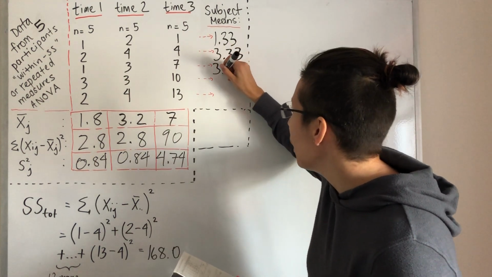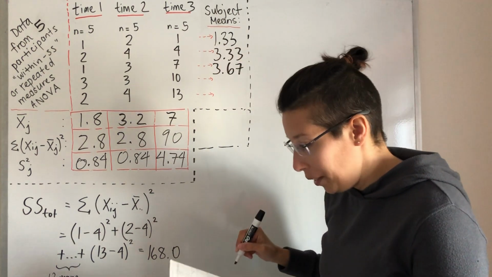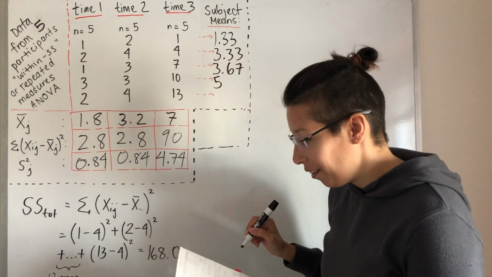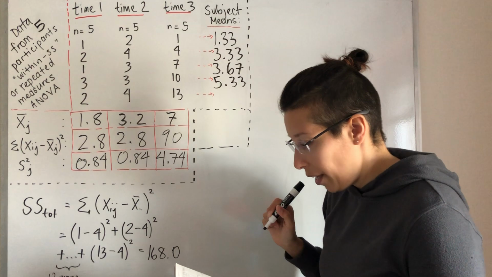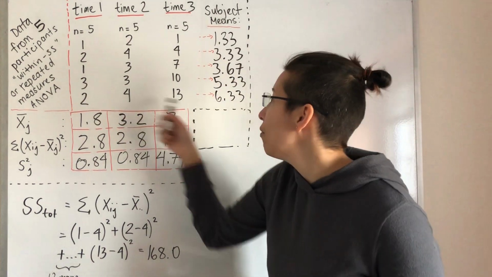And again, they're not perfect, they're rounded to 2 decimal places, so they look a little ugly. When you're faking data, sometimes that can happen. 5.33 for participant 4's 3 score mean, and then finally 6.33 for participant 5.